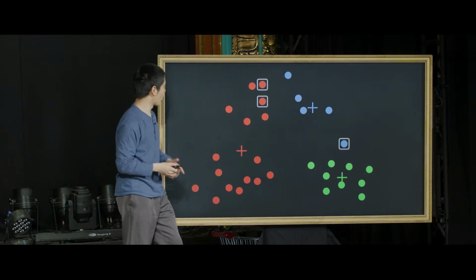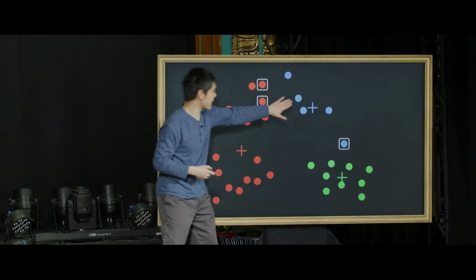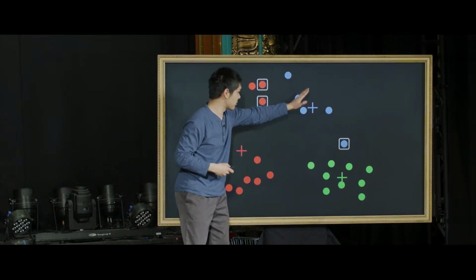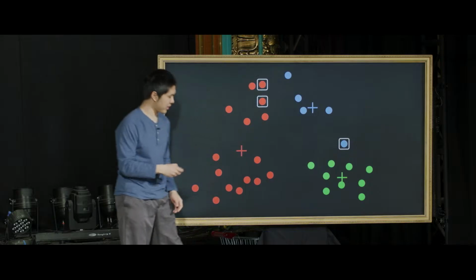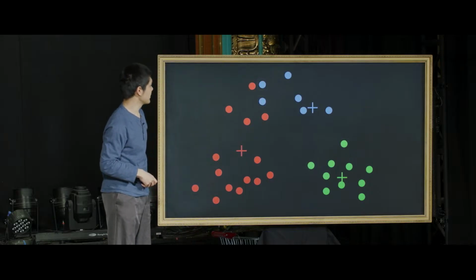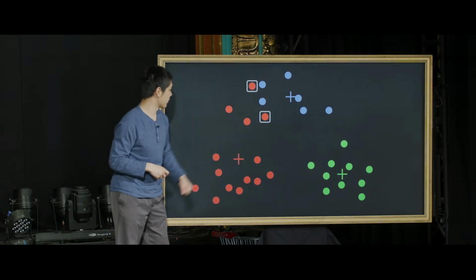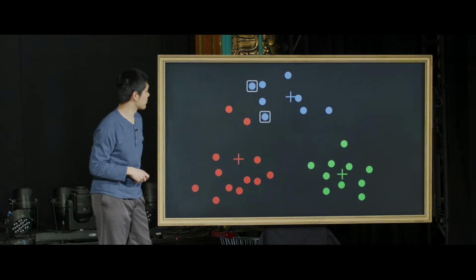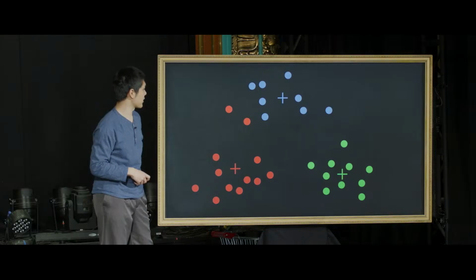Now that's true for a few more. These 2 that used to be closest to red are now closest to blue. That one that used to be closest to blue now actually is closer to green. So we'll update one more time, and we'll repeat the process. We'll do it again. These 2 are now definitely closer to blue than they are to red, so we'll update those to be blue, update the positions of the clusters, and we'll do it one last time.